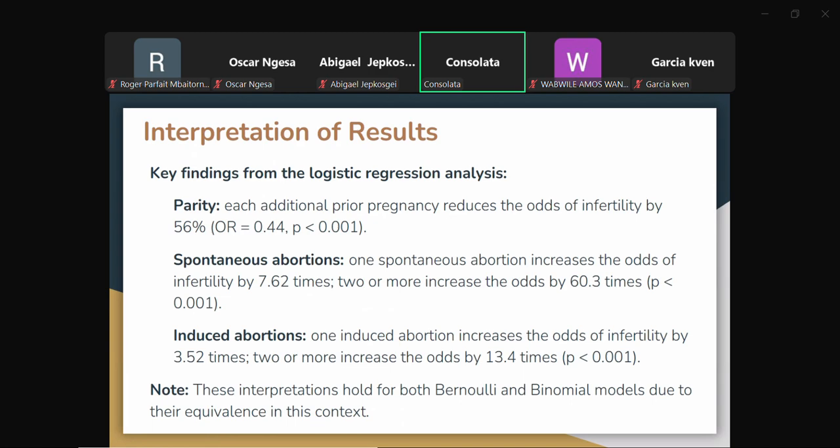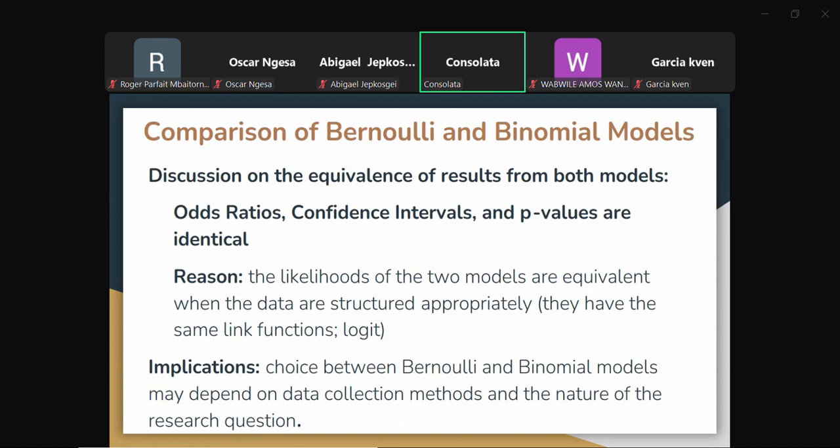And this is due to their equivalence in this context. So, as you've seen from our results, the odds ratios, the confidence intervals, and the p-values are identical. The reason is the likelihoods of the two models are equivalent when the data are structured appropriately. So remember, these two have the same link function, that's the logit. So that's why their outputs, or the results, are the same.